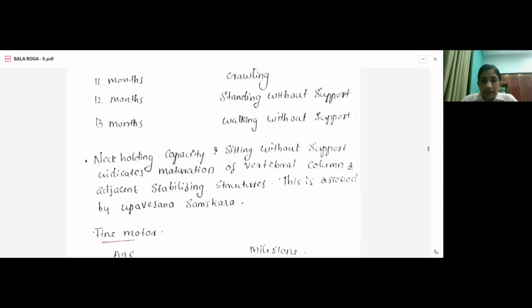These two indicate the maturation of the vertebral column and the adjacent stabilizing structures. So the main thing to understand is that the maturation of the vertebral column and adjacent stabilizing structures is shown by the neck holding capacity, which is achieved in the 3rd month, and sitting without support. And we are assessing these two things by Upaveshana Samskara. We have discussed in the previous class what is Upaveshana Samskara, and the different opinions about when it has to be done.